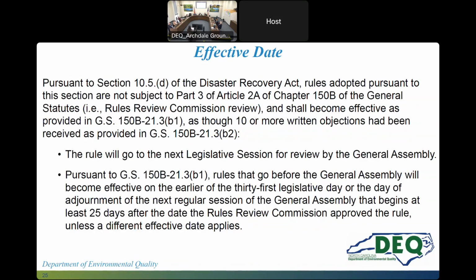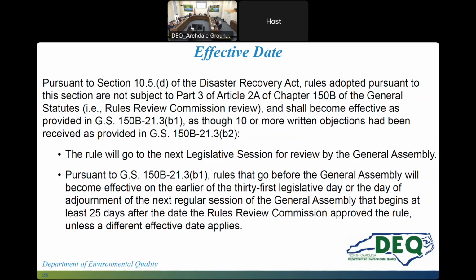Pursuant to Section 10.5D of the Disaster Recovery Act, rules adopted pursuant to this section are not subject to Part 3 of Article 2A of Chapter 150B of the General Statutes, meaning Rules Review Commission review, and shall become effective as provided in General Statute 150B-21.3B1, unless 10 or more written objections have been received as provided in General Statute 150B-21.3B2.